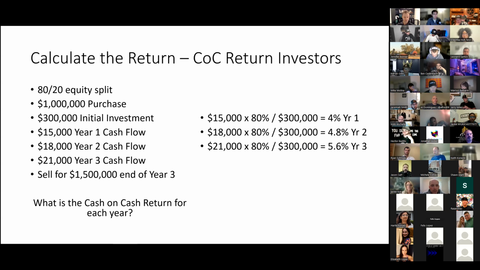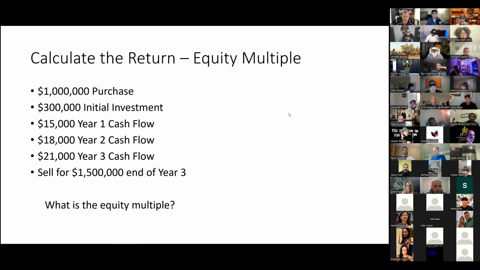So it seems like everyone kind of got that. So we can move on to equity multiple. Use the same calculation, same numbers. What is the equity multiple on a property level?